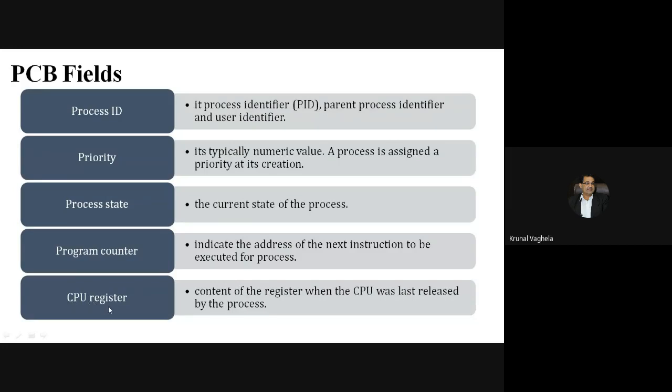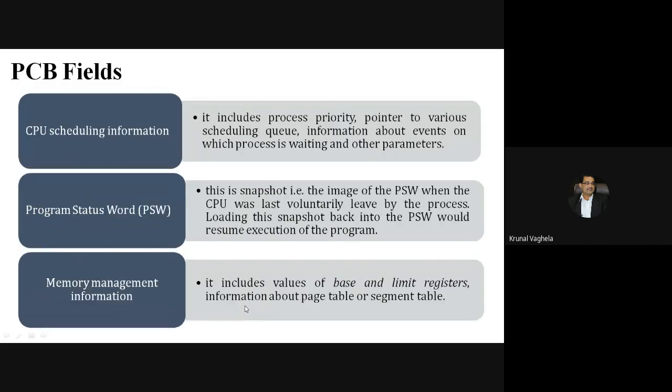CPU register is nothing but memory of the CPU. Your processor also has some memory in terms of registers. So it holds the contents of the registers when the CPU was last released by the process. Scheduling information includes process priority, pointers to various scheduling queues, information about events on which the process is waiting, and other parameters.